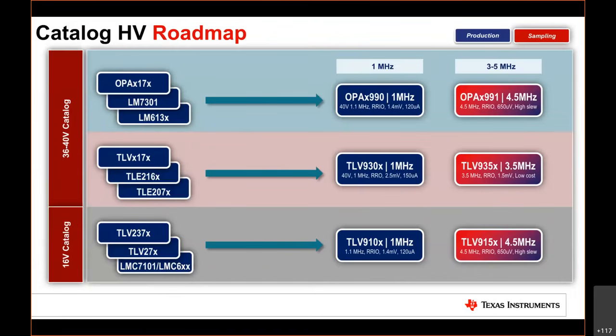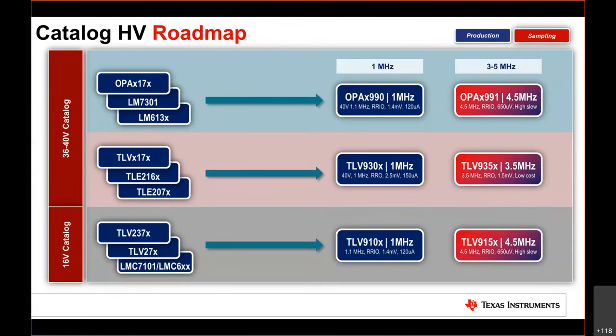And then from the high voltage portfolio, again, a roadmap slide denoting what is in production and what is sampling today. On the left side are the last generation products you may be using today. And on the right side, we have a column for 1 megahertz releases and 3 to 5 megahertz releases. And at the top row, we have the OPA devices, the higher end rail-to-rail input and output 40 volt devices, something rather unique to the general purpose space, rail-to-rail inputs for a 40 volt node. And then the TLV930X and 935X below.